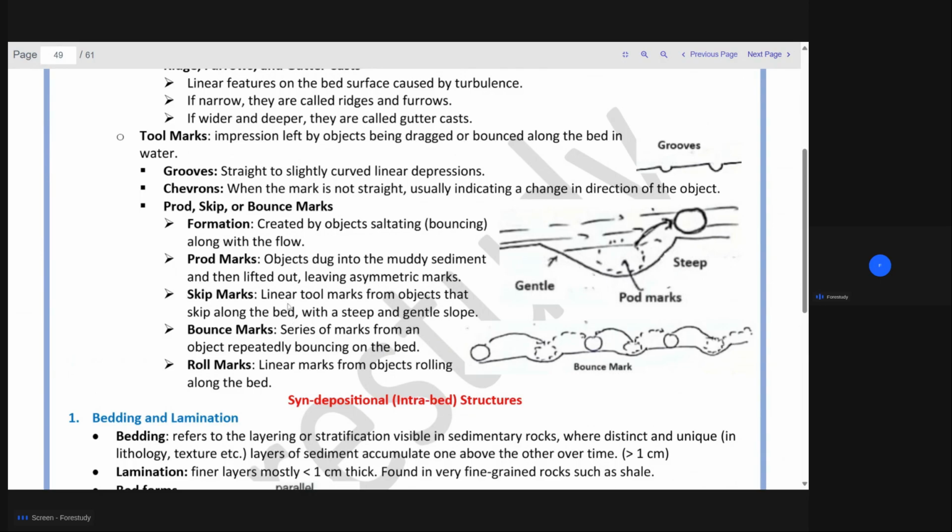Then we have skip marks, linear tool marks from objects that skip along the bed with a steep and gentle slope. Okay. Then bounce marks, a series of marks from an object repeatedly bouncing on the bed. There will be a series of marks. Okay. So here is one mark, here is another mark, here is another mark like this. So linear marks from an object rolling along the bed, we got roll marks. So different types of motions of the bottom sediments, being saltating, rolling, sliding, will give you different kinds of marks. Okay. So these are some of the structures or tool marks.